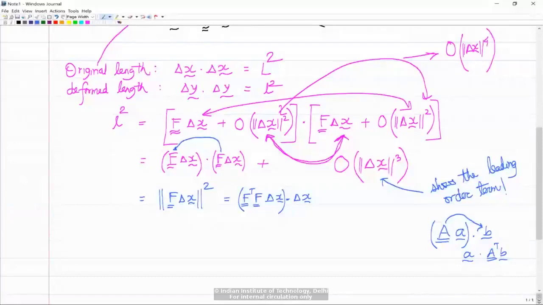So having found out, and okay, you have to remember that we have this big O also missing. So I have to add that. So this is plus big O delta x cube, and same thing goes here also.